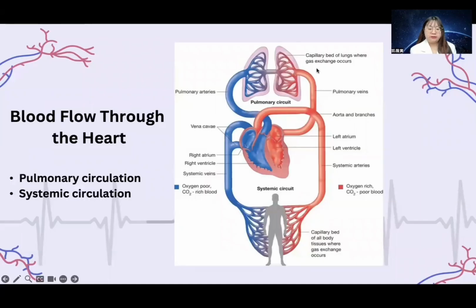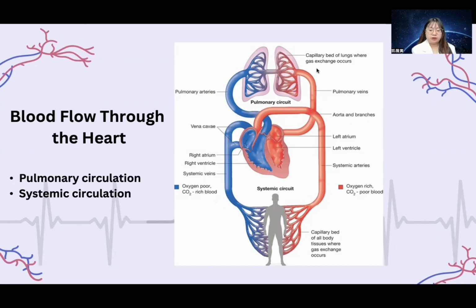Thank you. I'm Kelvin. Today, I'm going to share with you guys the path of blood flow through the heart. The blood circulation of the human body belongs to the double circulation. The circulation of blood between the heart and the lung is called the pulmonary circulation, and the circulation between the heart and the other parts of the body is called systemic circulation.